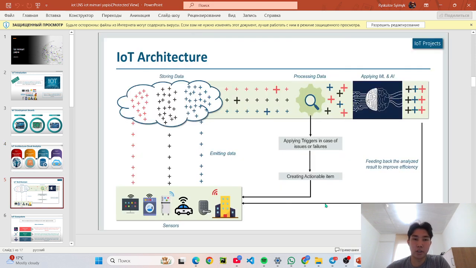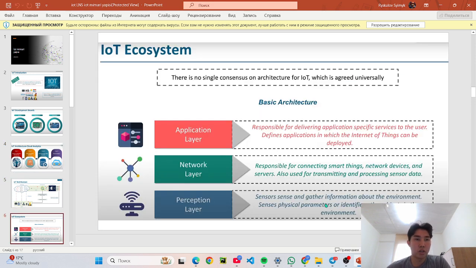Next time I can talk about the ecosystem: application layer, network layers, and perception layers. The application layer is responsible for developing applications for servers and users, and defining applications where internet things can be deployed. The network layers are responsible for connecting smart things, network devices, and servers. The perception layer gathers information and evaluates the physical objects in every environment.